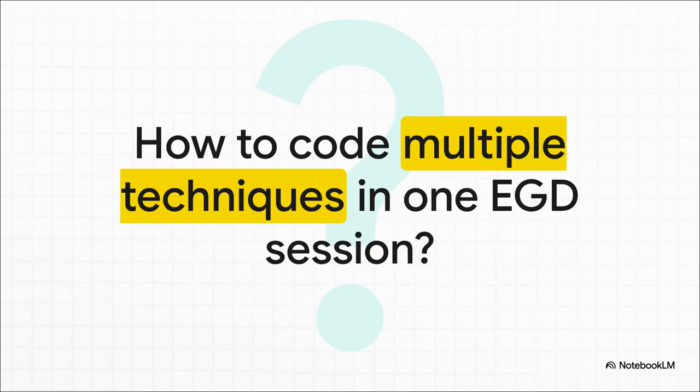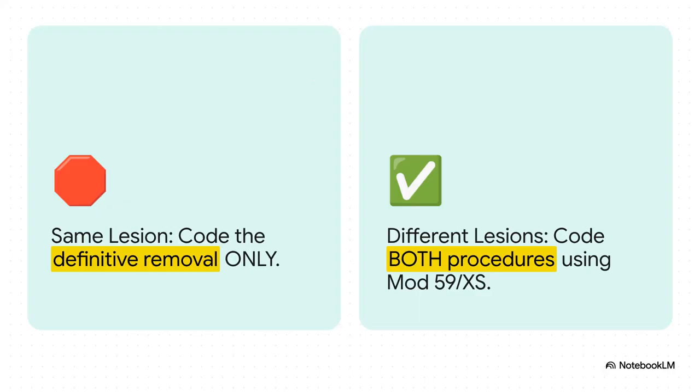Well, the baseline rule is that a diagnostic EGD is always bundled into a surgical EGD. But what about the biopsy and the snare? Here is the golden rule. It all comes down to whether we're dealing with the same lesion or different ones. If the surgeon biopsies and then uses a snare to remove the exact same lesion, you only code the definitive removal. That's it. But if you're tackling different lesions, like in our scenario where one is in the esophagus and the other is in the stomach, you code both. You just have to use modifier 59, or the more specific XS modifier for a separate structure, to unbundle them and show they were totally distinct services.